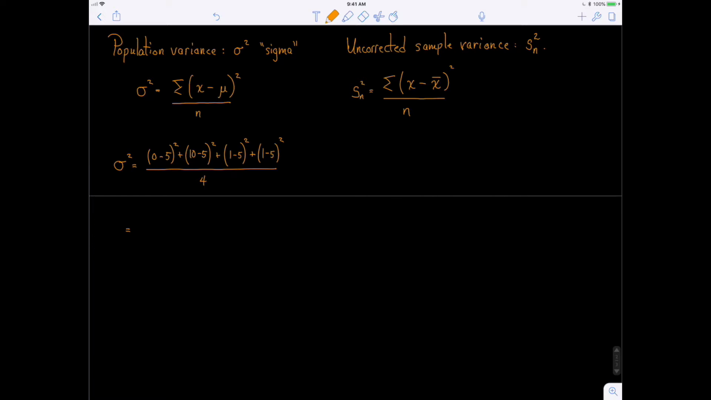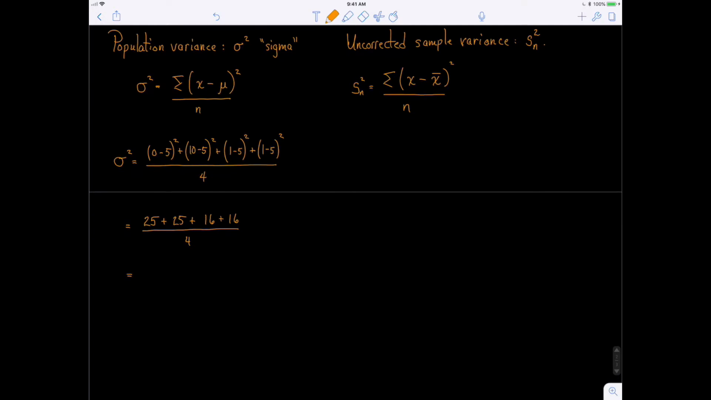So let's finish this out. 0 minus 5 is negative 5. We square it to get 25. 10 minus 5 is 5. We square it to get 25. 1 minus 5 is negative 4. We square it to get 16, and then another 16. So we're going to add all of that up and divide that by 4. That's 50 and 32, so 82 divided by 4. That's going to be, I think that's 20.2. Nope, just 20.5. There it is, 20.5. Let me correct that.